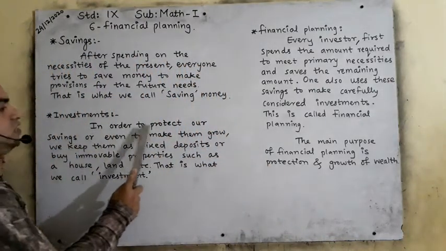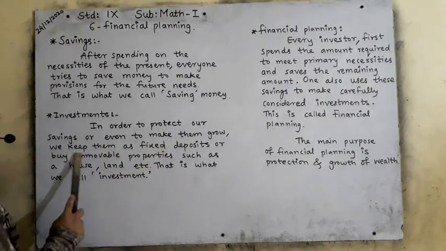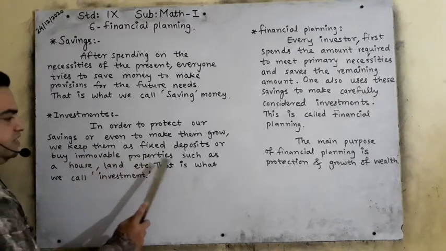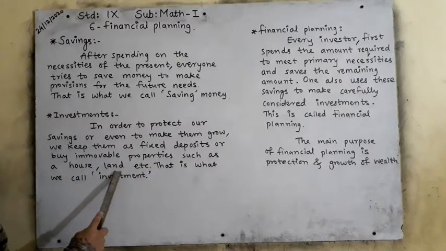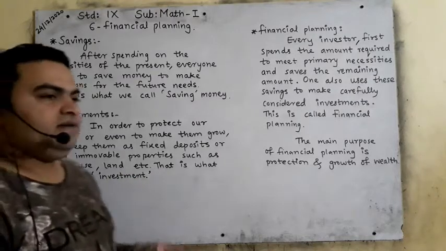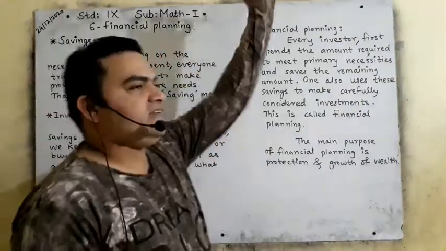Investments: in order to protect our savings or even to make them grow, we keep them as fixed deposits or buy immovable properties such as a house or a flat or a land, etc. That is what we call investment, right? We know what is saving, what is investment. Now we will see what is financial planning.